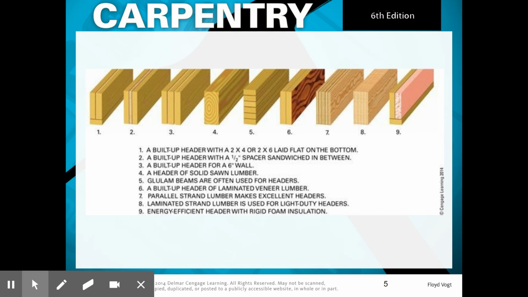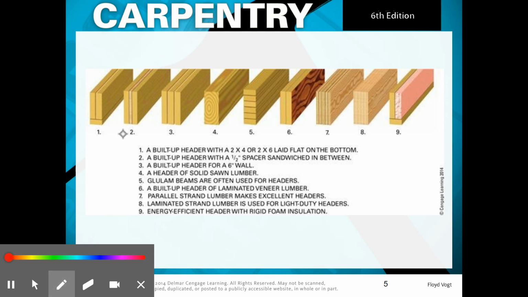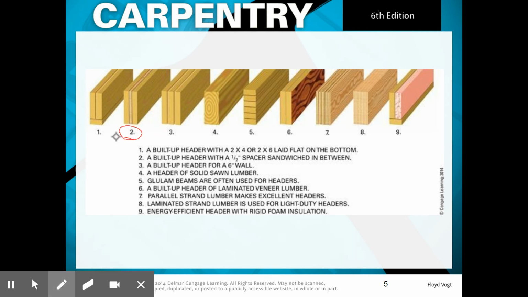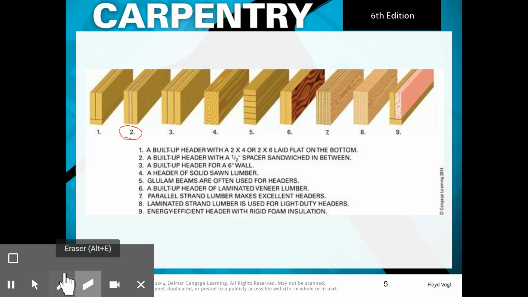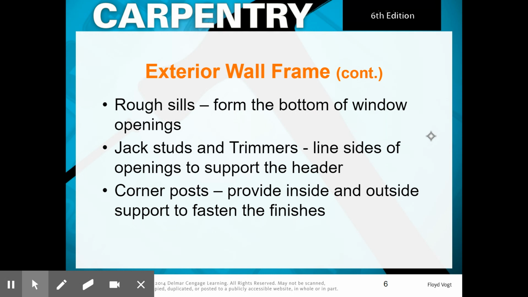So here's an example of some ways that we can build up headers. In lab, we will be focusing on this one, the second one. It's a built up header, so we'll use two 2x10s, and in between we use a 1/2 inch piece of plywood. Rough sills are the bottom of the window openings. We also have jack studs, which we went over. They line the sides of openings to support the header.